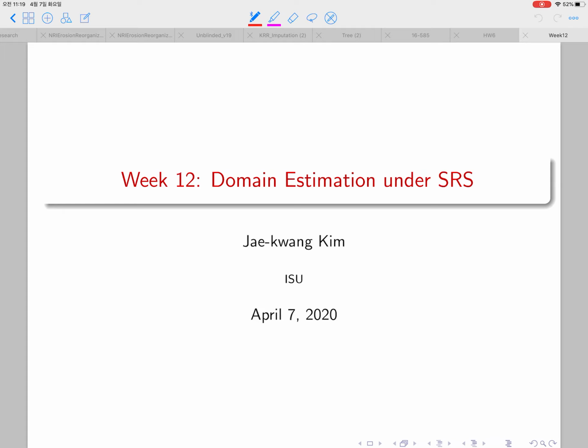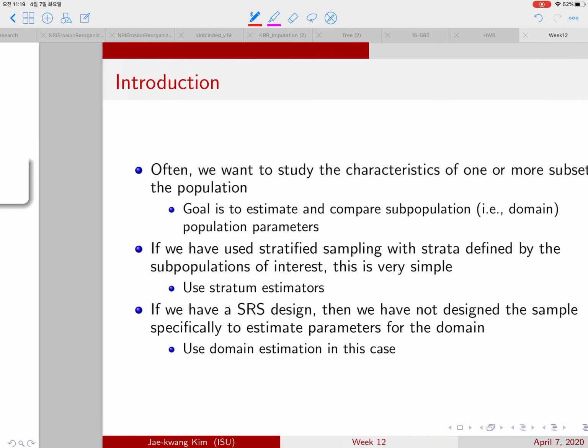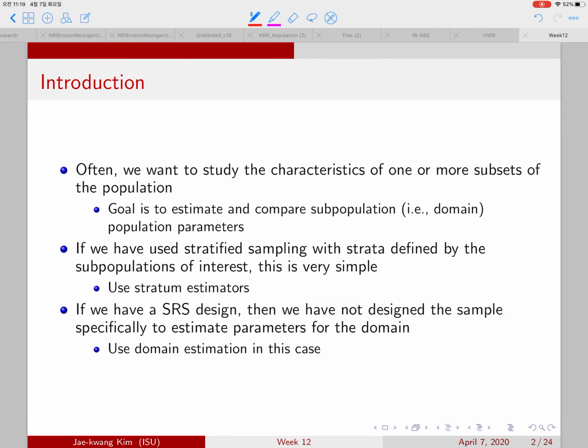In this week, we'll study domain estimation under simple random sampling. So far, we have considered estimating the population means or population totals. However, in practice, we may also want to study the characteristics of one or more subsets of the population. The goal is to estimate the subpopulation, that is the domain, population parameters.